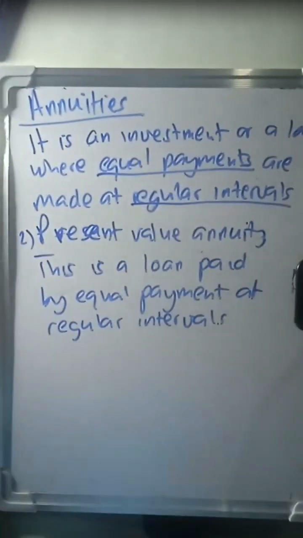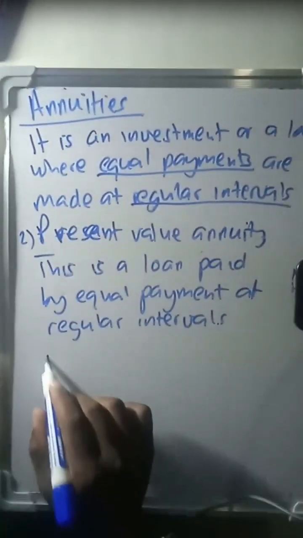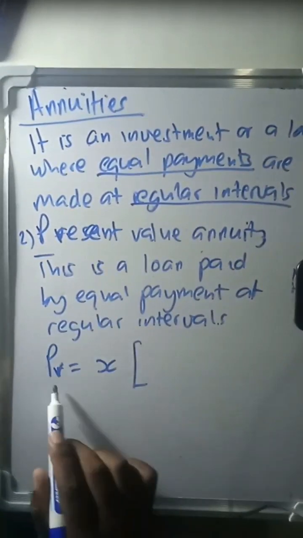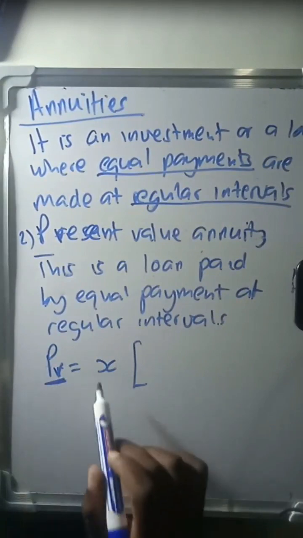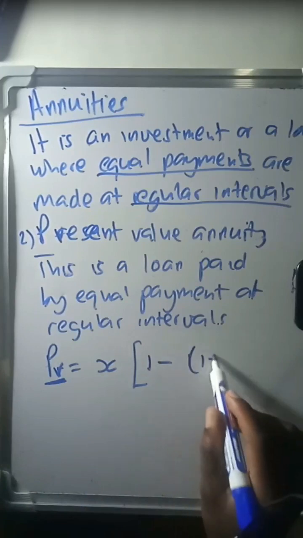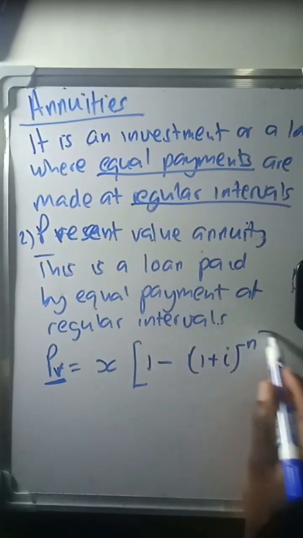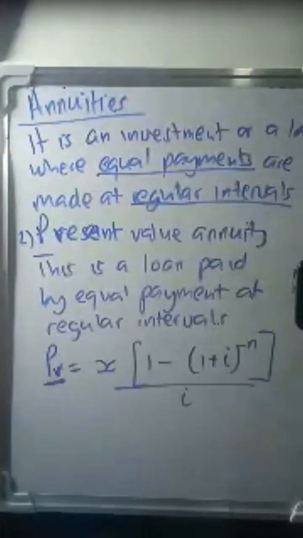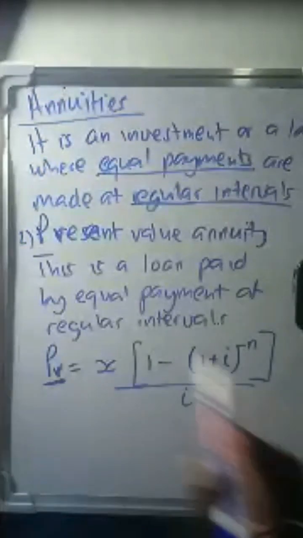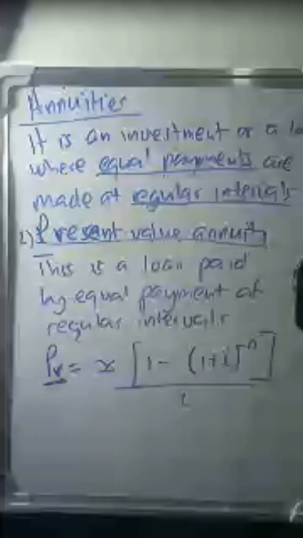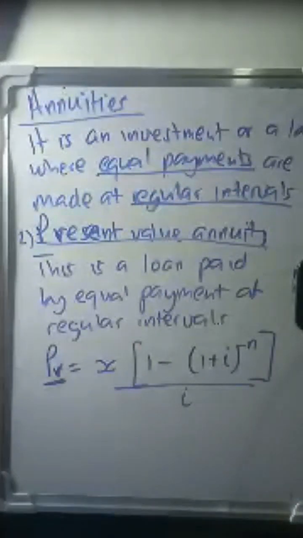So the formula for present value annuity says PV is equal to X, so this is the loan amount, equals X, then in brackets 1 minus (1 plus i) to the power of negative n, over i. That is the formula for the present value annuity. However, there are instances, guys, where a present value annuity can be an investment.